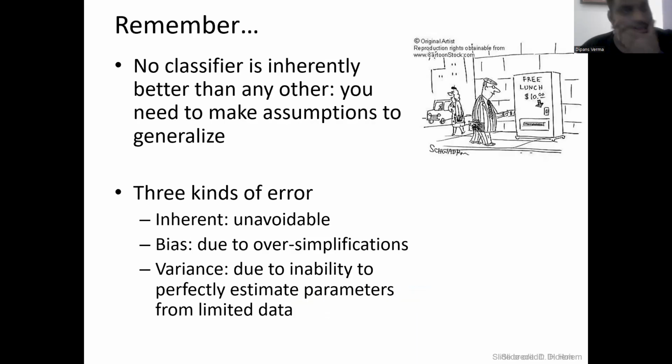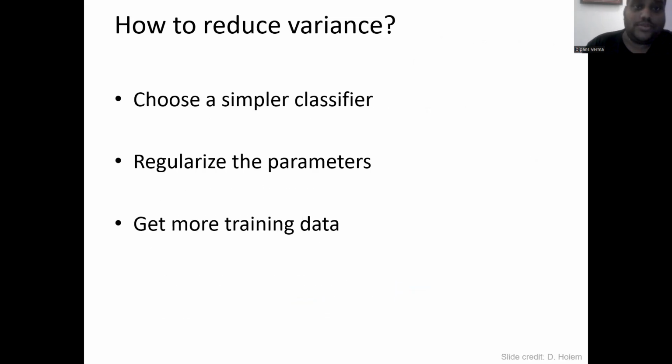Generalization error, right? No classifier is inherently better than any other. You need to make assumptions to generate three kinds of error: inherent, bias, and variance. Bias is due to oversimplification, and inherent error is unavoidable. Variance is due to the inability to perfectly estimate parameters from limited data. That's the problem. How to reduce the variance? This is the question that has been asked many times. Choose a simple classifier, regularize the parameters, get more training data.